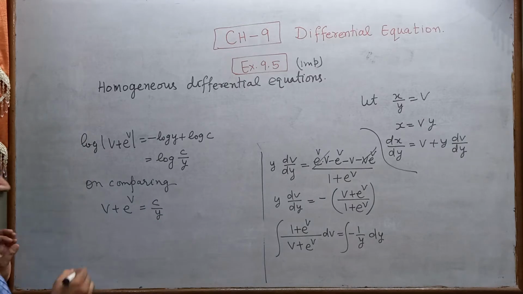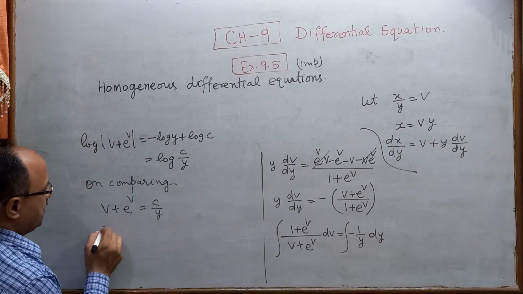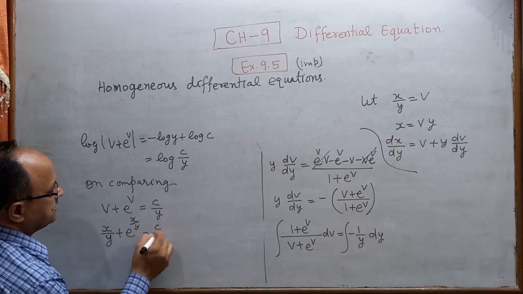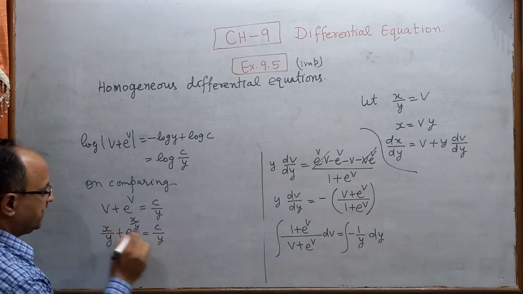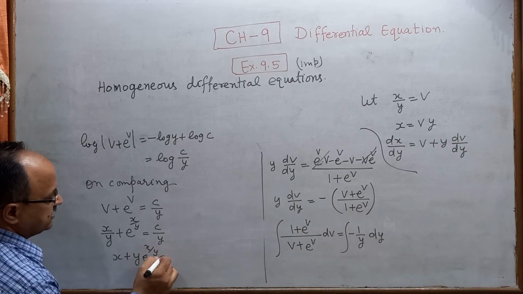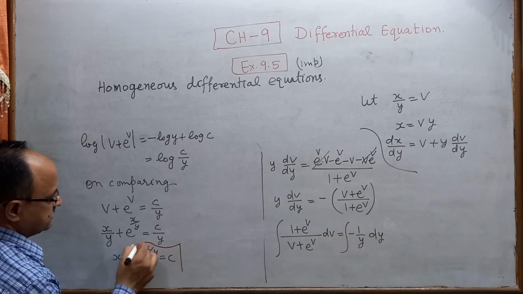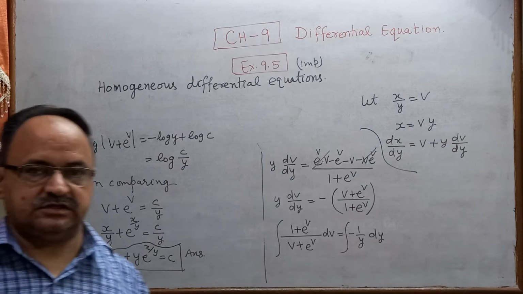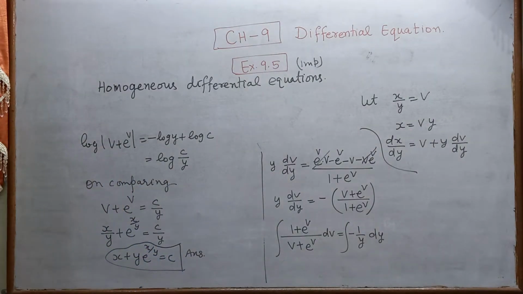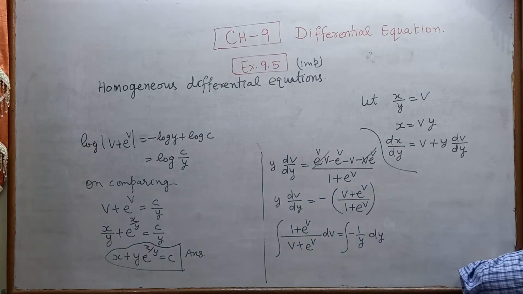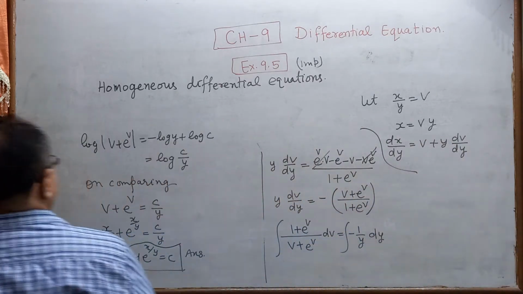What is the value of v? The value of v, you know, x by y plus e to the power x by y is equal to c by y. Multiplying both sides by y, x plus y e to the power x by y is equal to c. This is the answer. Check again. Very important question, 10th. Clear?